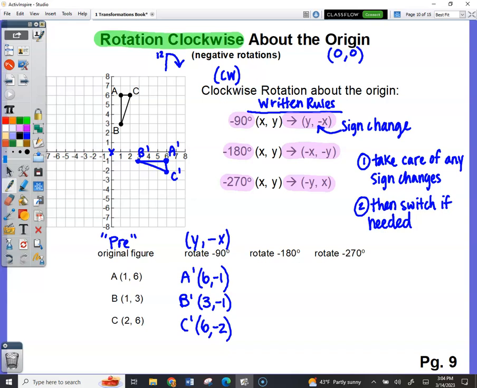All right, don't wait for me. Go ahead to the next one. Rotate 180. What's the written rule? Corey, stay with me. What's the written rule for rotating 180?